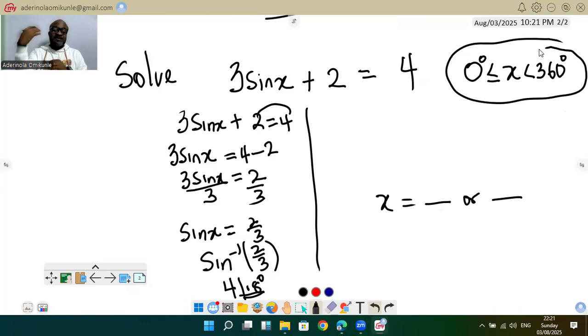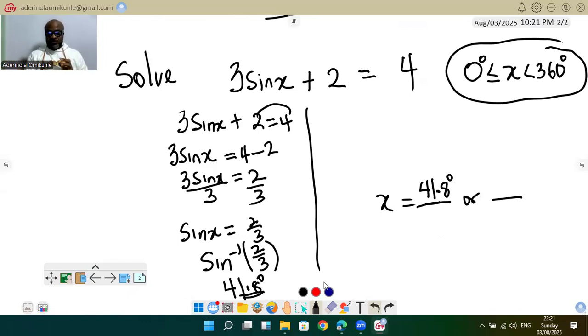Once your range is above 90, then what the examiner is expecting is that you have 2 different answers provided. So what I'm going to do now is the first answer I've gotten, I'll put 41.8 degrees here as the first answer. So now how do you get the second answer?